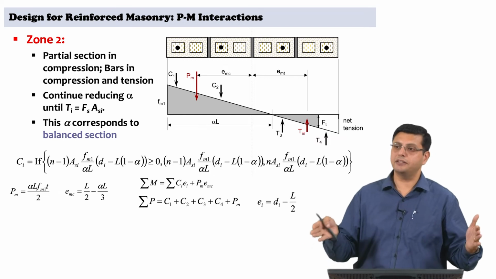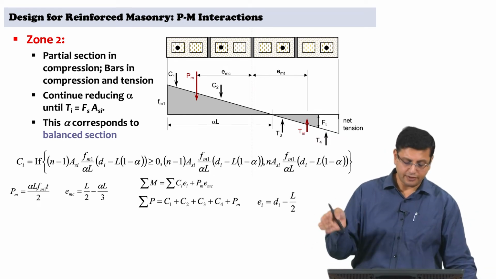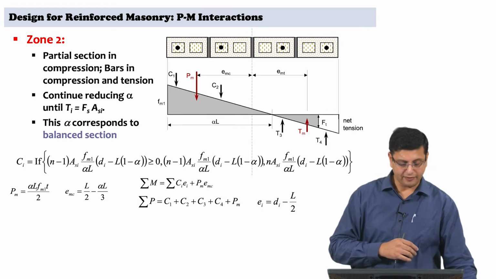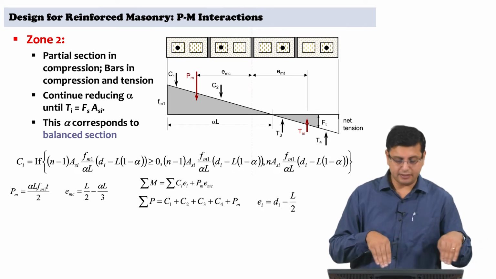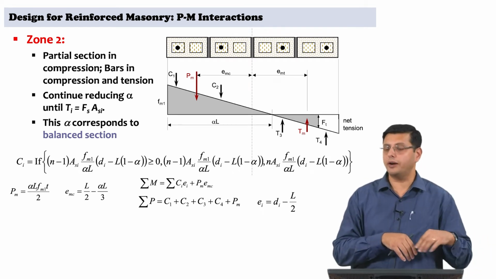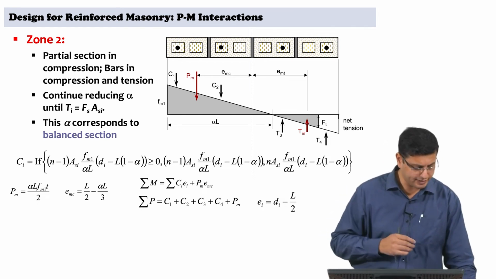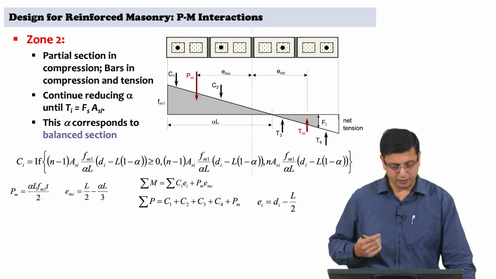You have your balance section and then continue the calculations with reducing values of alpha. So, you continue reducing alpha until Ti is Fs into ASI, and at this point when the first one reaches Ti equal to Fs into ASI, you reach the balance section. Mark that point as your balance section and continue with the calculations.